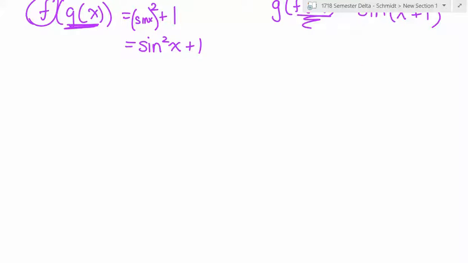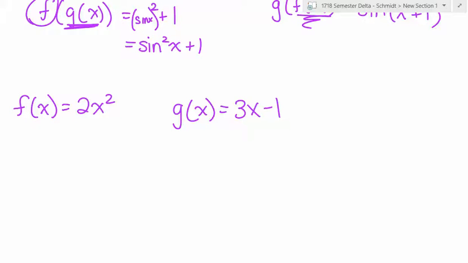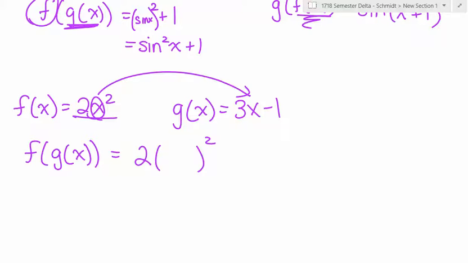Let's try another one. Let's try a polynomial. So if we have f of x equals, I'm just making this up, 2x squared, and we had g of x equals 3x minus 1, and we wanted to find f of g of x, take our f function, which is 2x squared. But instead of the x, we're sticking in the g of x. So the 3x minus 1. So 2 times (3x minus 1) squared.